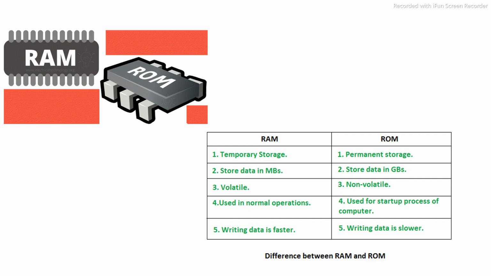This is all about the RAM, and let us see what is ROM. ROM is basically a read-only memory where we can only read the data. So it's a permanent storage memory.